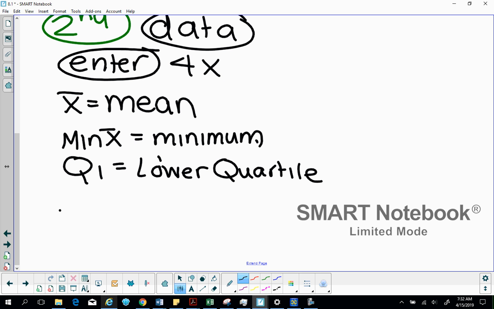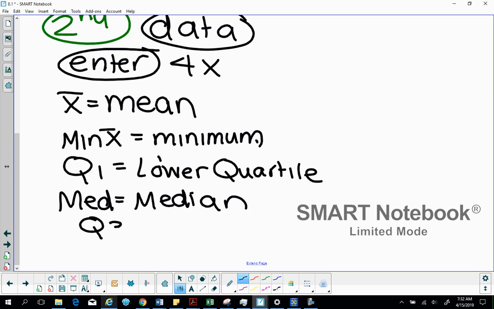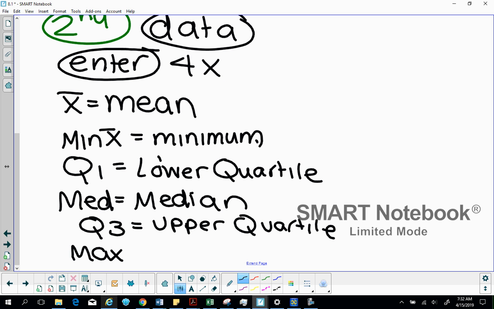What do you think Med stands for? Median, which is the middle number. Then you keep going down to Q3, and that's your upper quartile. So your upper 25% of your data. And what do you think max means? Maximum.